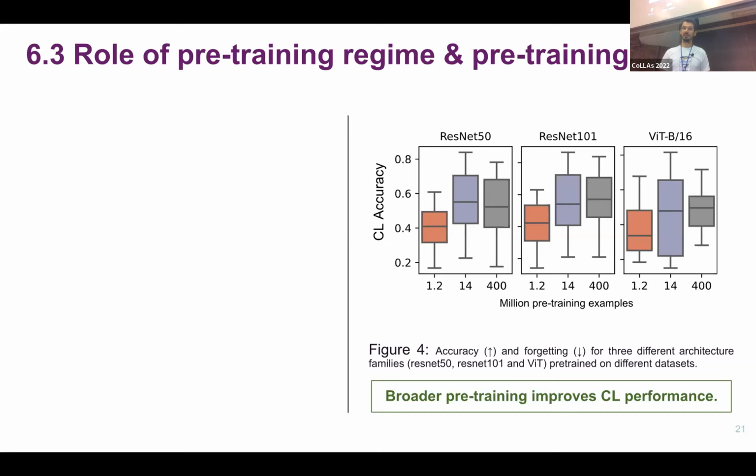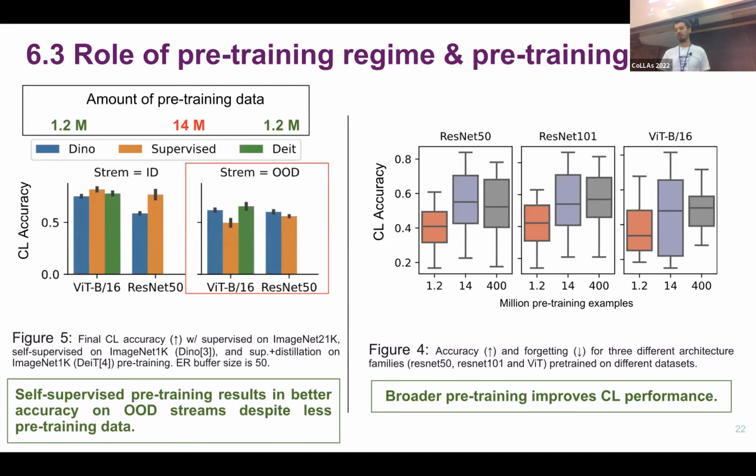But that's for the in-distribution situation. So what if you're in an out-of-distribution situation? In an out-of-distribution situation, it seems that the pre-training regime has an important role. So here, for example, self-supervised pre-training worked better than supervised pre-training, even though the amount of pre-training data in the supervised case was smaller.